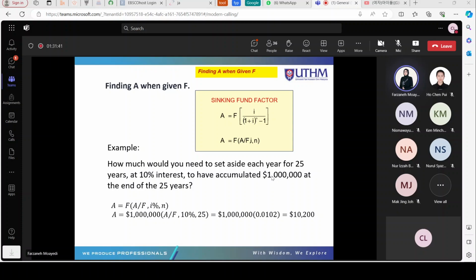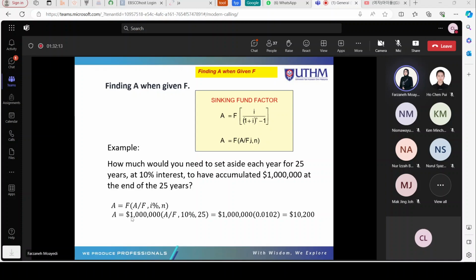So the question is telling you, if you are going to have 1 million after 25 years, how much do you need to save every single year? So you have F, and what you are looking for is A, which is how much you need to save every single year. If you can just understand the question, then you would be able to write down the notation. And once you are done writing down the notation correctly, the rest of it is very simple.